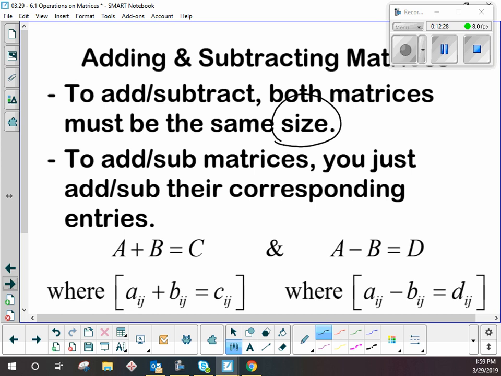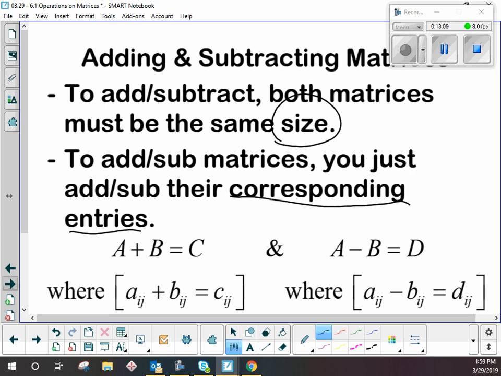It does not need to be true that anything inside there is equal. It can have all different numbers on the inside. So we're not talking about equal matrices here. We're just talking about matrices with the same size. To add or subtract matrices, you just add or subtract their what, class? Corresponding entries. Okay. So two things have to happen to be able to add. They have to have the same dimensions, and then once that requirement is met, you can add and subtract. And what you do is you just take their corresponding entries and you add them.